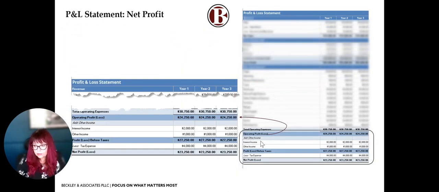Net profit. Net profit is also known as the bottom line. It is total revenue minus total expenses, minus taxes, minus other non-operating costs. Again, that's the bottom line. Is your company really making a profit, or is it incurring a loss?